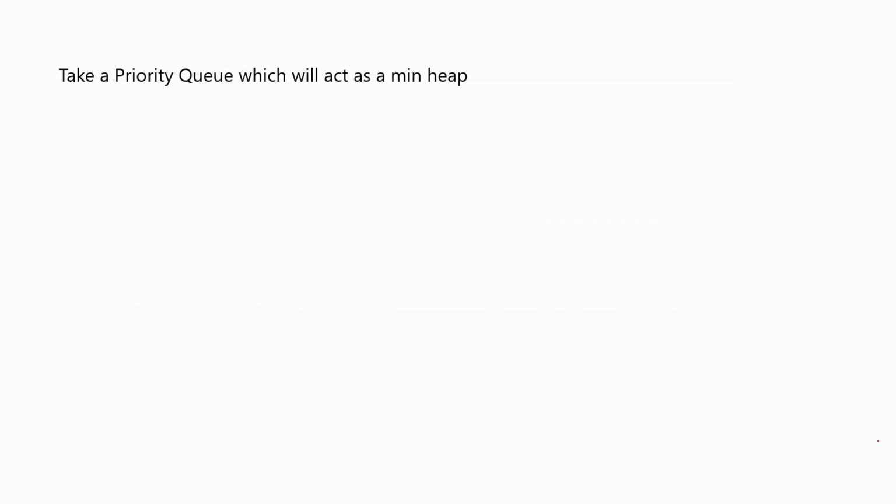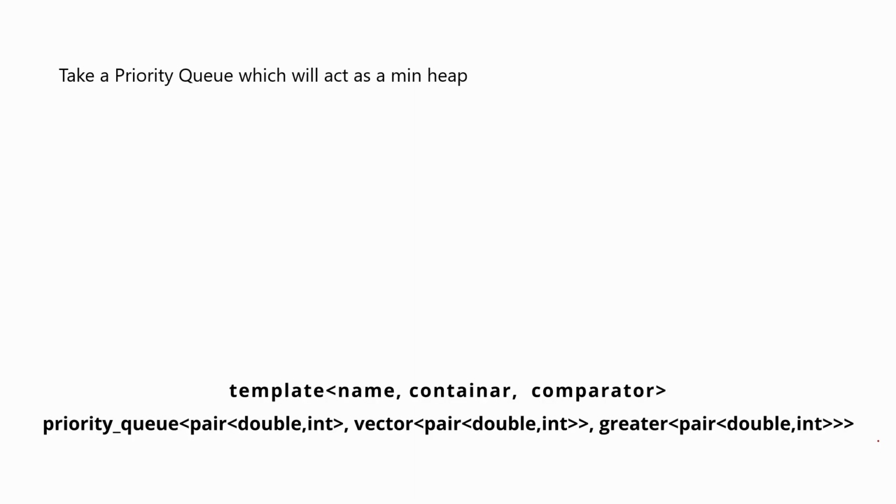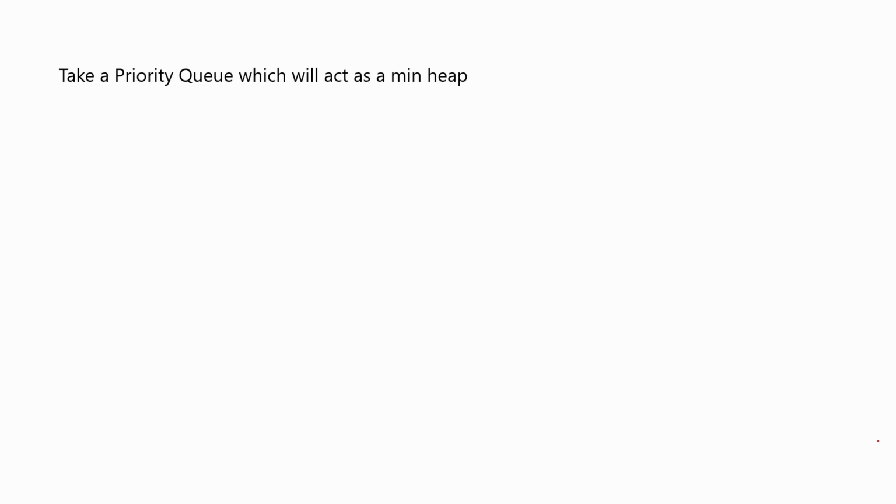As we have already said, we will be using min heap. So what we'll be doing is taking a C++ STL, standard template library, container named priority queue, and it will act as a min heap. Usually the priority queue in C++ is a max heap by default, but we can make it work as a min heap using the greater comparator like this. So we'll be defining our priority queue with our greater comparator.